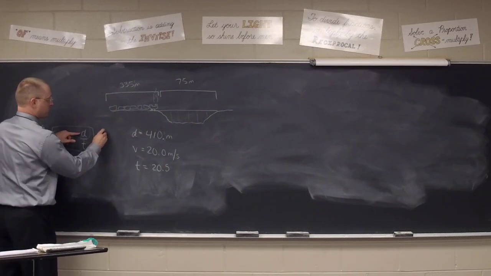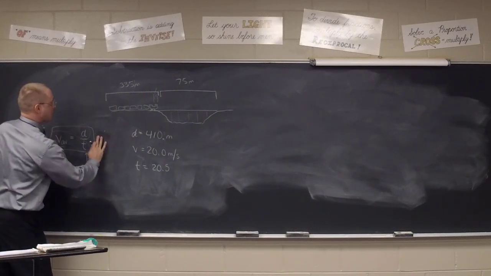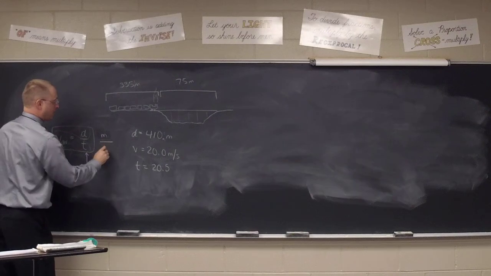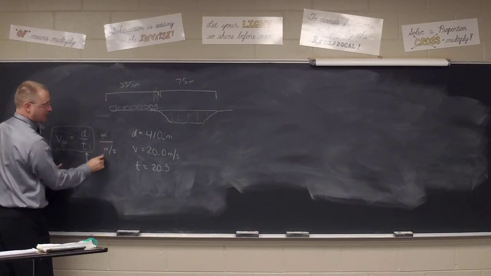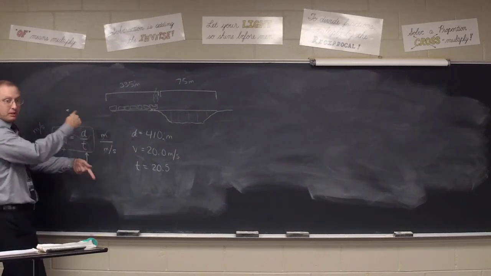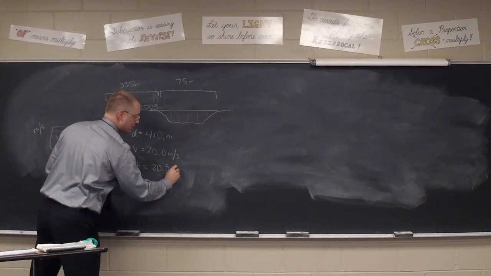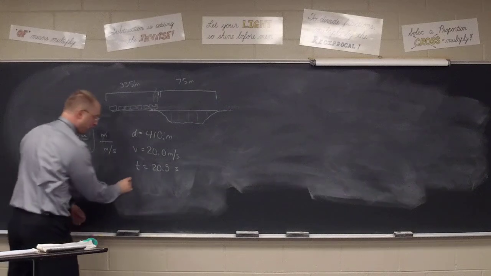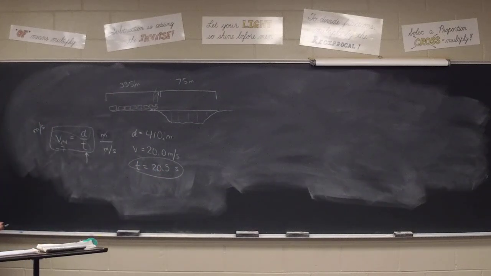So notice I've got meters here, and when we alternate, I've got meters per second here. So the meters are going to cancel. Notice per second is a denominator of a denominator, so it flips to become the numerator, so just seconds. There we go. So that's not long at all, right? 20.5 seconds for this train. That's a pretty long train to go completely across the trestle, and it's gone.